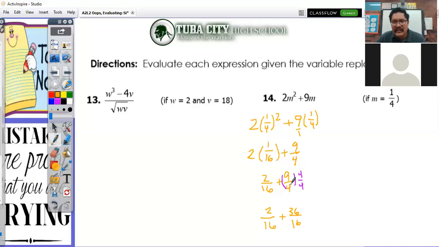You should get something like 2.25 or something like that. And if you type in 36/16, you get the exact same number. You did not change it. You just changed what it looked like.